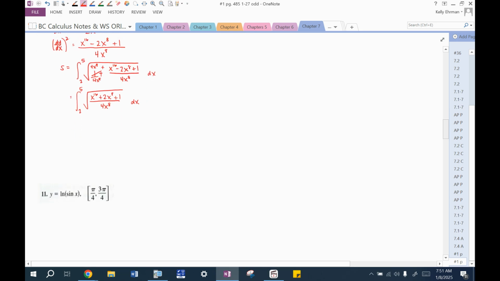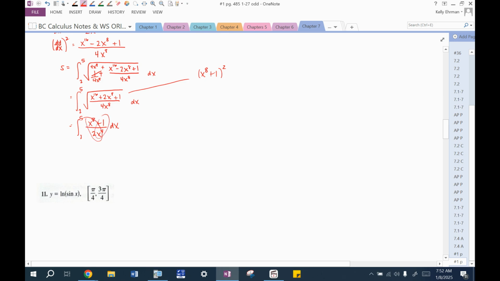Now we can square root both parts. This is x to the 8th plus 1, the quantity squared. So when I square root that, I'm going to get x to the 8th plus 1. And then when I square root 4x to the 8th, I'm going to get 2x to the 4th, dx. Okay, and then what are we looking at for integration here? For this one, remember it's a binomial divided by a monomial. So we should just be dividing, right?